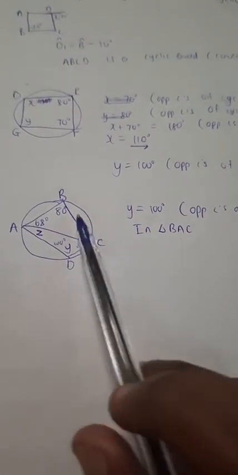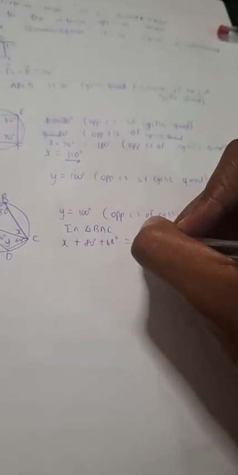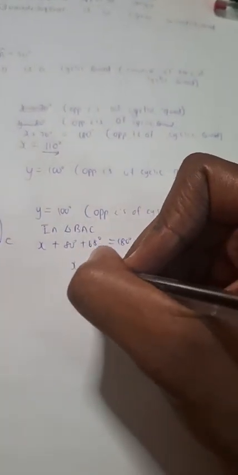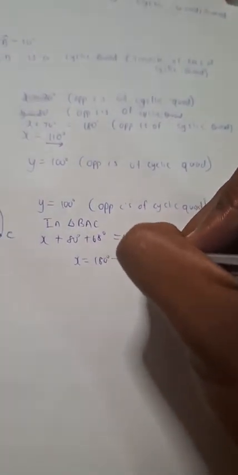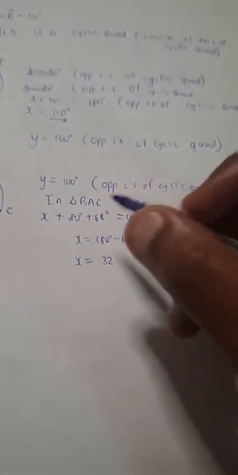The triangle. Which triangle? So in triangle BAC, let's specify the triangle. What do we know? X plus 80 plus 68 is equal to 180 degrees. Reason: interior angles of a triangle, or we could say sum of angles in a triangle. Either way, doesn't matter. X is equal to 180 degrees minus 148 degrees, because that's what 80 plus 68 is. What does that give me? It gives me X is equal to 32 degrees.